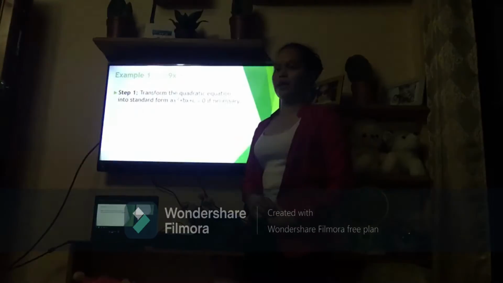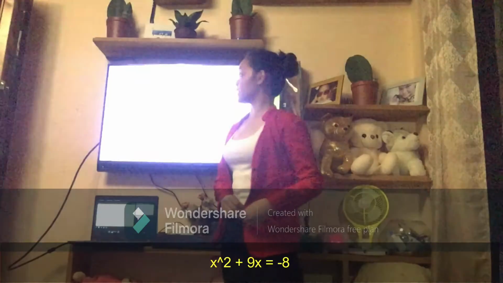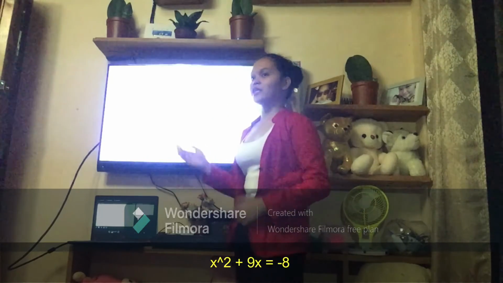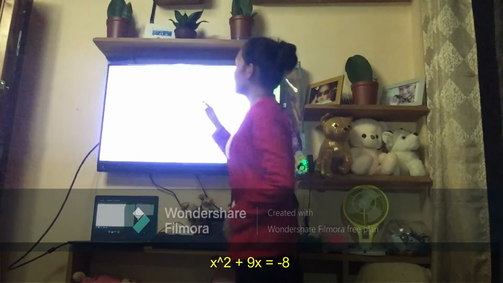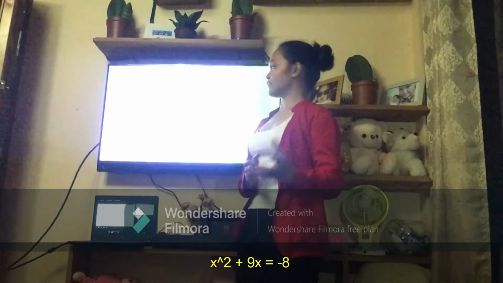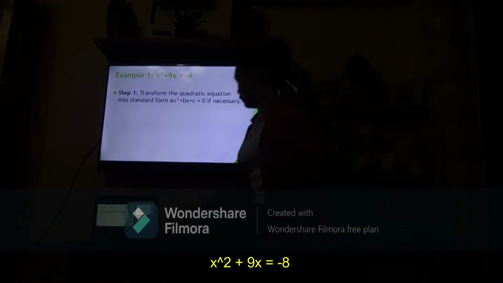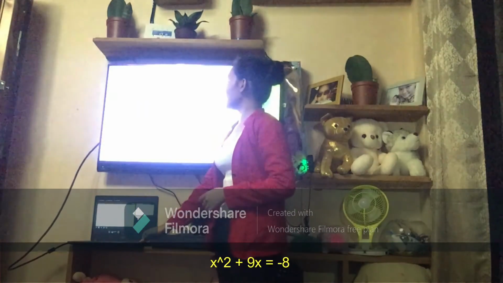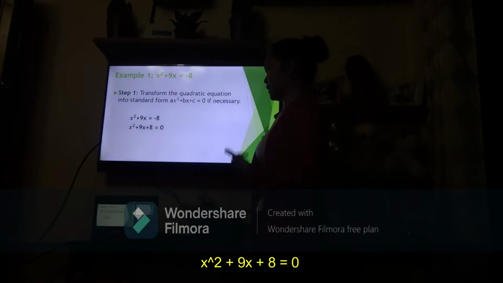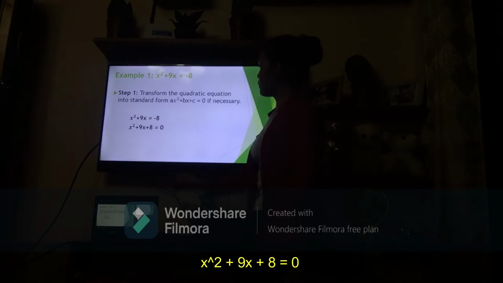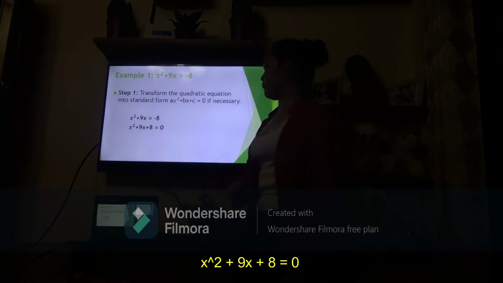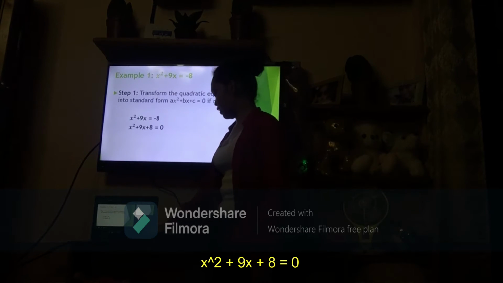So we have example 1. x squared plus 9x is equal to negative 8. Is the equation written in standard form? Yes or no? Okay, the equation is not written in standard form, so we will transform it to standard form. So x squared plus 9x equals negative 8 will become x squared plus 9x plus 8 is equal to 0. We will just transpose the negative 8 to the left side and it will become positive because we will change the sign of number 8.